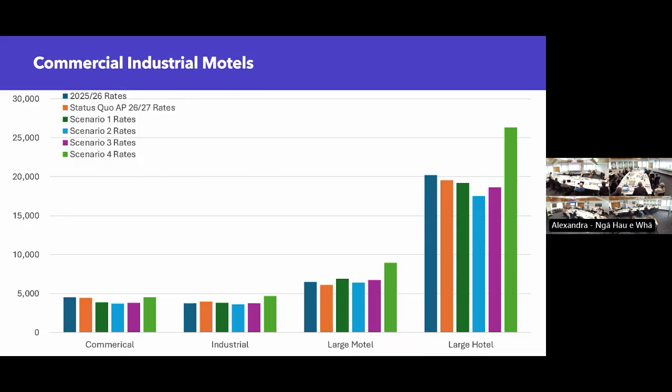See on the left-hand side, size of the numbers more, going from 5,000 up to 25,000 in terms of the rates they pay. And the smaller industries are paying less. And then as you get to the large hotel, when you get into scenario 4, it's a big lift into the other options. That's the commercial element going to a factor of 2.